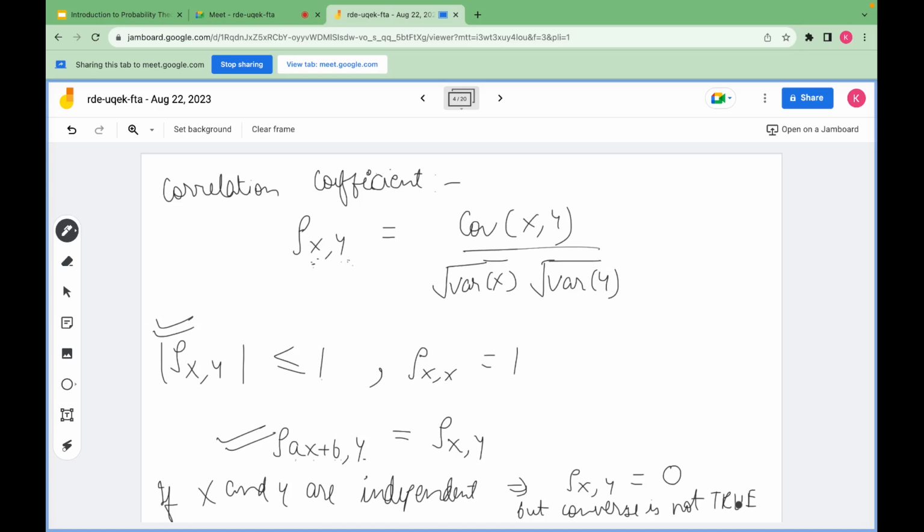So first I will take questions on covariance and correlation coefficient, and if we have time we will move to the conditional expectation part.